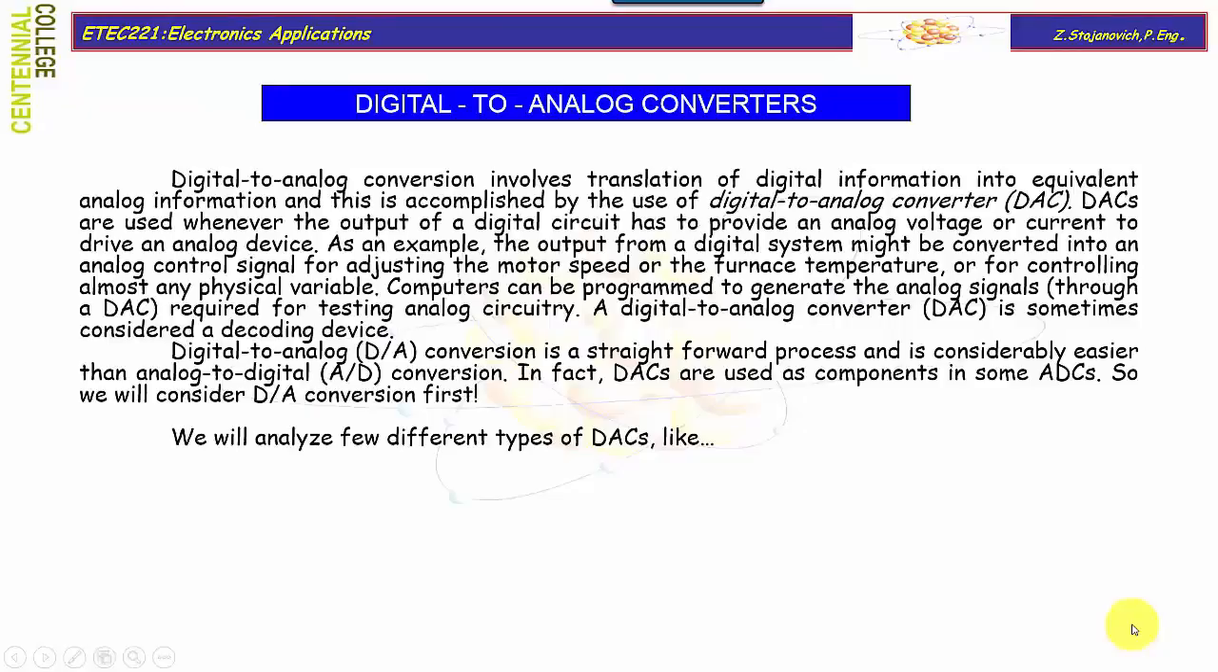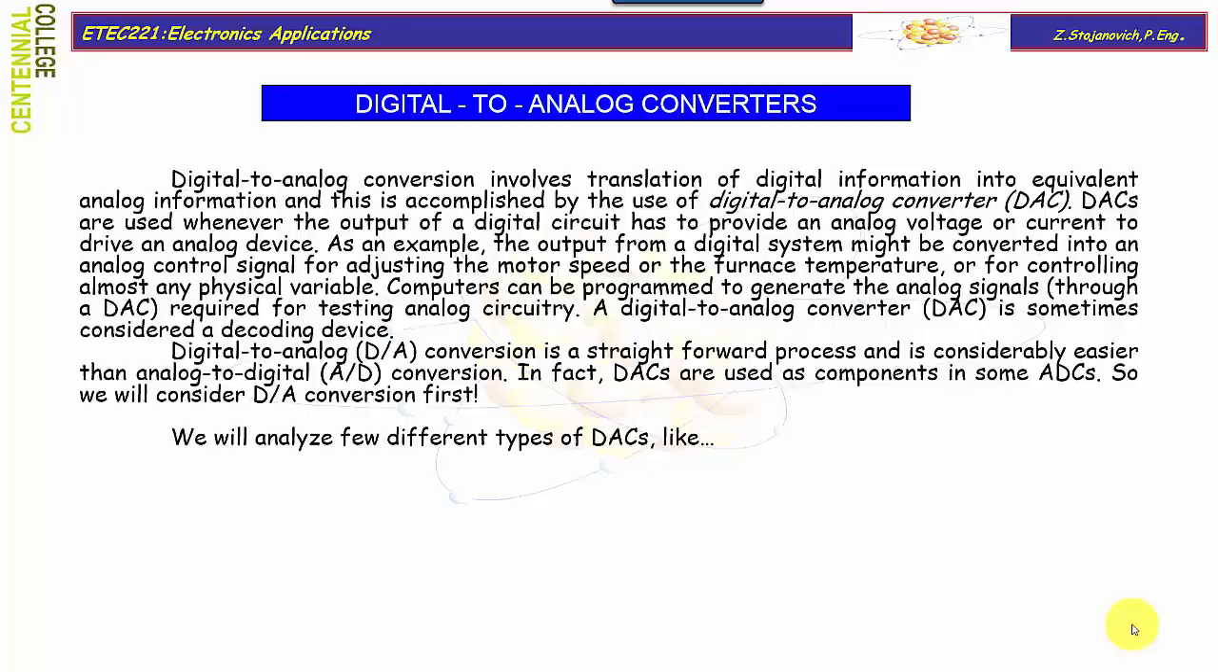Digital to analog conversion involves translation of digital information into equivalent analog information, and this is accomplished by the use of a digital to analog converter, or DAC. DACs are used whenever the output of a digital circuit has to provide an analog voltage or current to drive an analog device. As an example, the output from a digital system might be converted into an analog control signal for adjusting the motor speed, or the furnace temperature, or for controlling almost any physical variable.